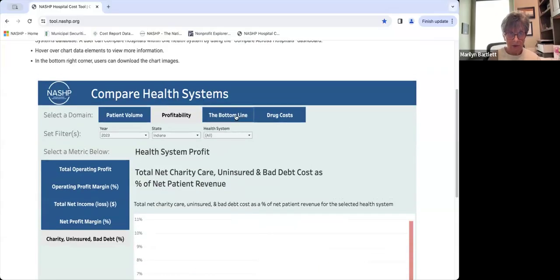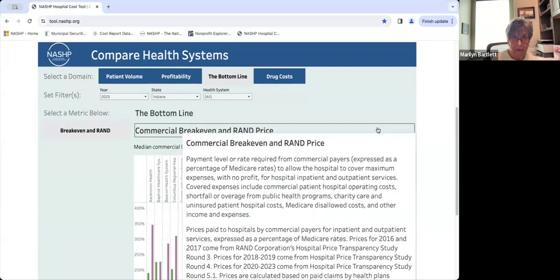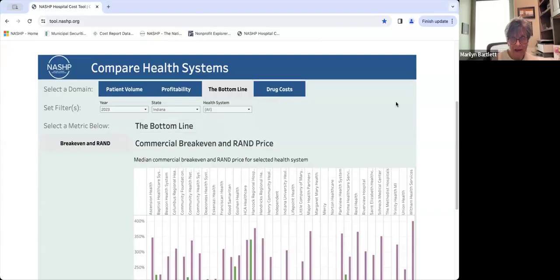So let's skip over to the bottom line. This is going to be showing break even in RAND. As you know, the RAND survey is conducted every year, and it looks at a set of commercial population as well as where they're able to obtain all payer claims database data to determine what was paid as a price as a multiple of Medicare.